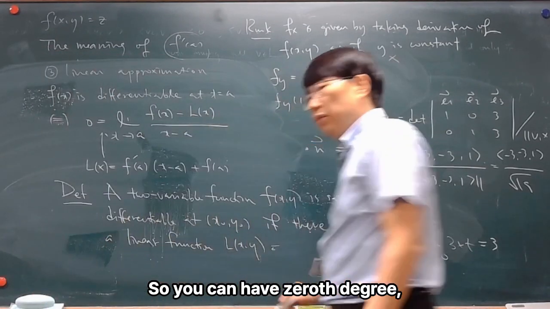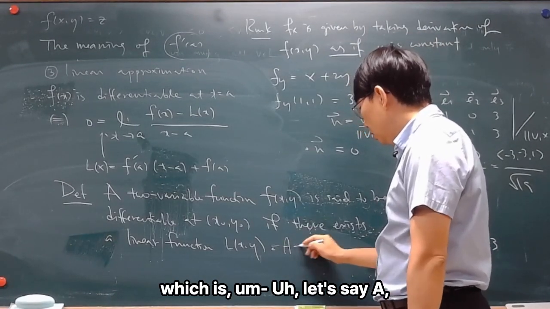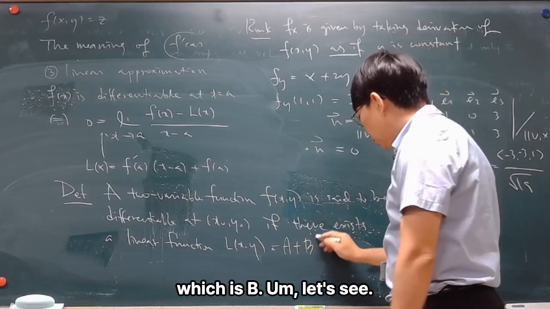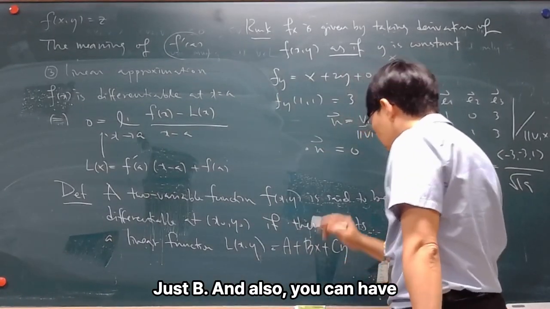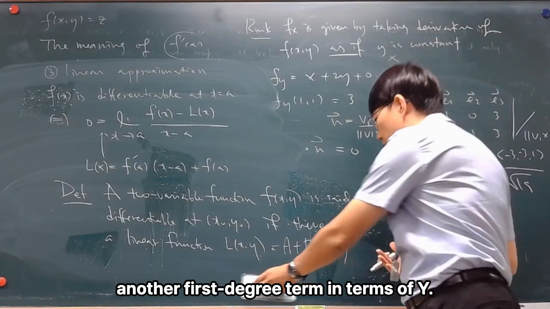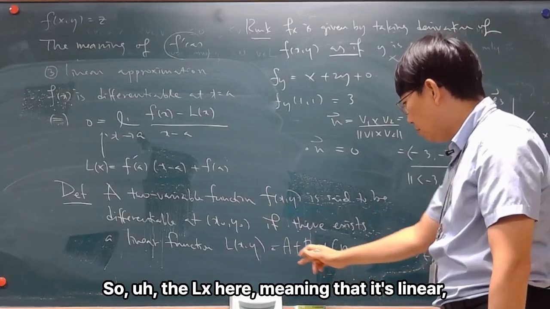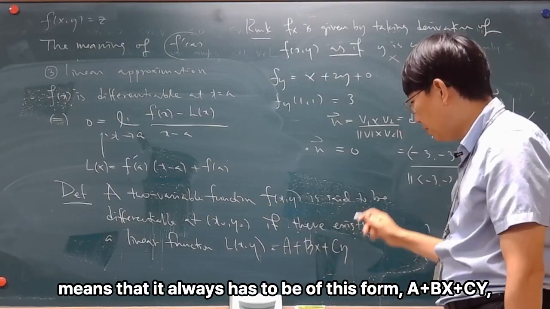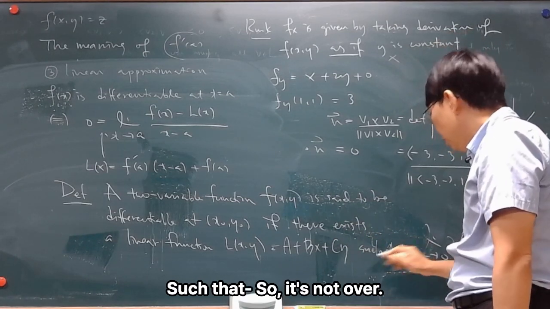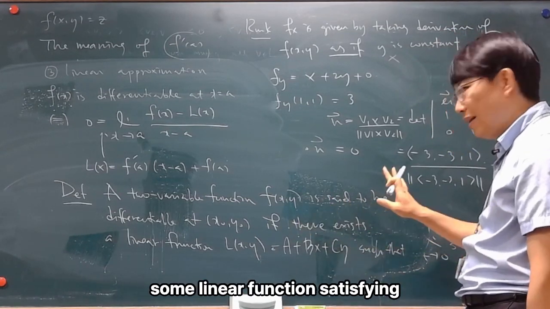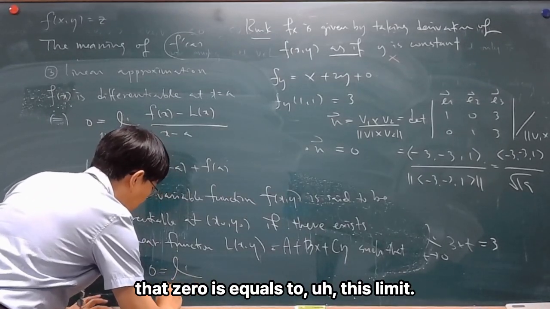So you can have a 0th degree term, which is, let's say, a, and you can have a first degree term, which is just b times x, and also another first degree term in terms of y. So the L of x, y here, being linear, means that it always has to be of this form, a plus b x plus c y, with a, b, c being just real numbers, such that, so it's not over. I just said that there should be some linear function satisfying that 0 equals this limit.